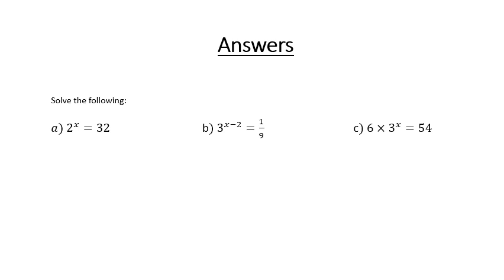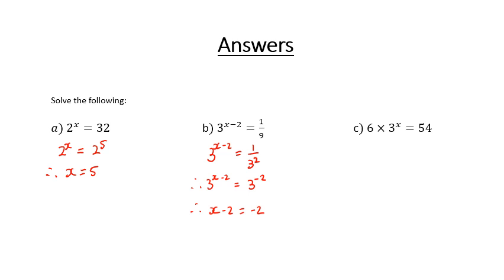Okay, so in our first question we had 2 to the power of x is equal to 32, which is actually 2 to the power of 5. So therefore x equals 5. In our second question we had 3 with the power of x take 2 is actually equal to 1 over 9, which is the same as 1 over 3 to the power of 2. And therefore 3 to the power of x take 2 is equal to 3 to the power of negative 2. Therefore we can say that x take 2 is equal to minus 2, and that gives an answer of x equaling 0. In our last question we needed to divide by 6 on both sides.